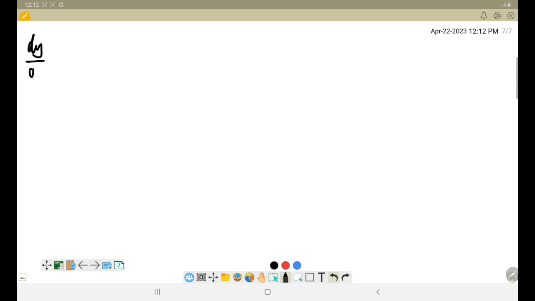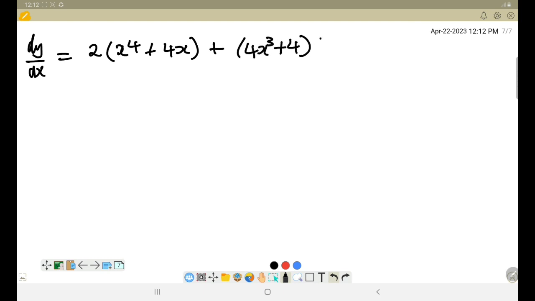Because we have differentiated already, we said that it was 2x to the power 4 plus 4x plus 4x cubed plus 4 and 2x. What we need to do now is just to distribute and get rid of the brackets. We have 2 times x to the power 4. We will get 2x to the power 4 plus 8x.